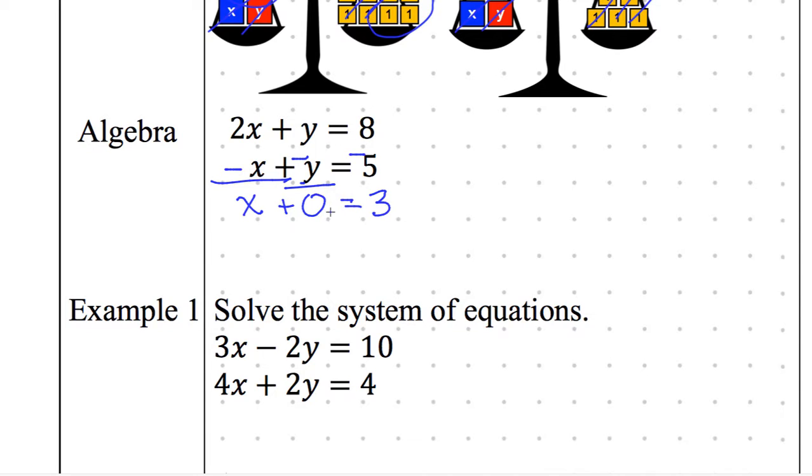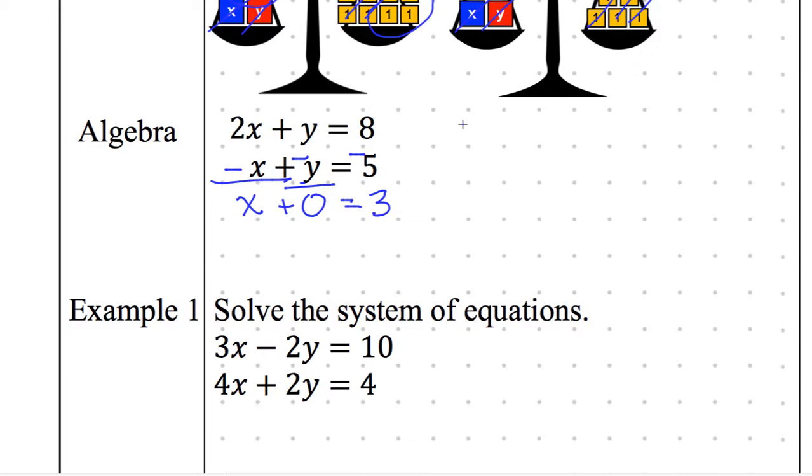And now I need to go back in and plug it into either of these two equations. And that's a really key point. I can plug x equals 3 into the first equation, or I could plug x equals 3 into the second equation. This second equation is a little bit easier, assuming there's no minuses.